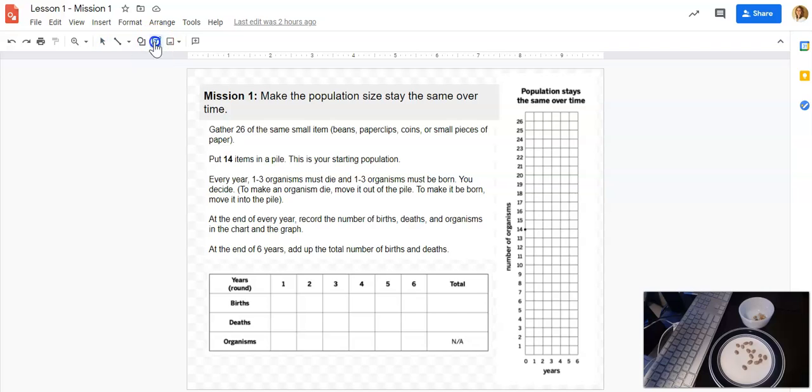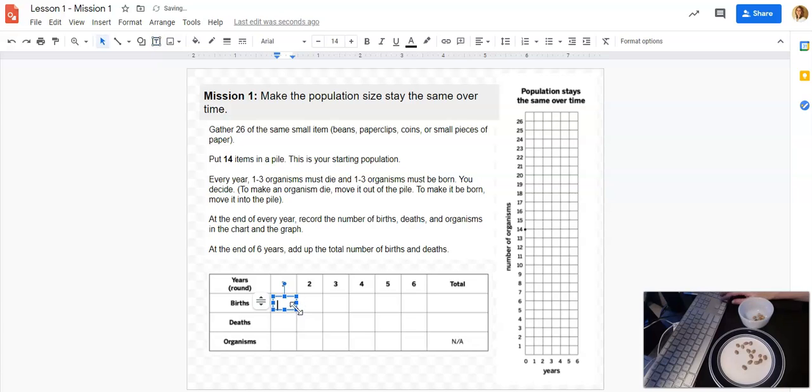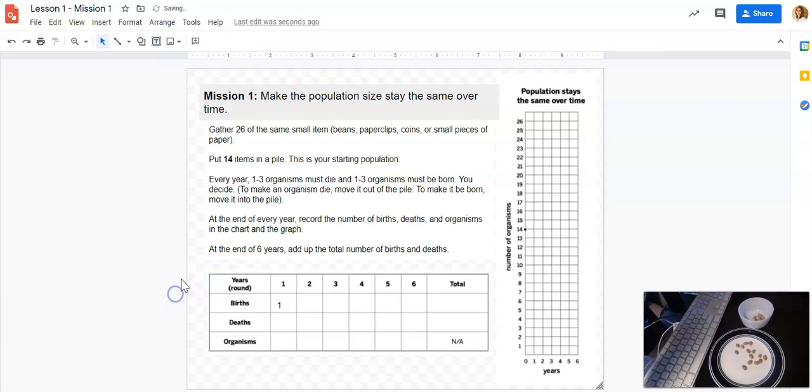There are 2 ways I can do this, either by clicking on this text box button right here and drawing a text box. From here I would type. Or I can click on this little down arrow next to the line and select the scribble. Scribble might be the easiest. So this is the scenario where I had 1 bean be born and 1 bean died. So I know that I started with 14, I add 1, that's 15, minus the 1 death, I am back to 14 organisms.